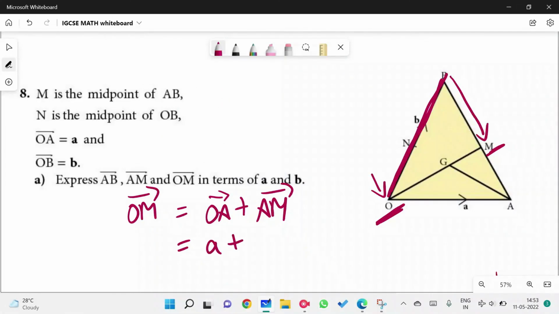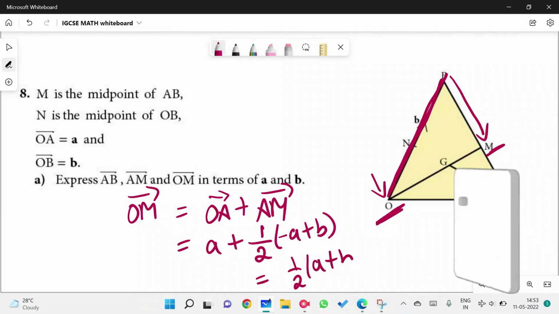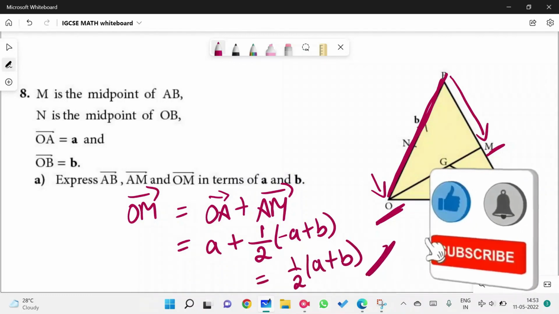OM bar is equals to OA bar, which is A in the question, plus AM bar, which is simply, we just found it out to be half of minus A plus B, and when you open the brackets you get half of A plus B. So this is OM bar.